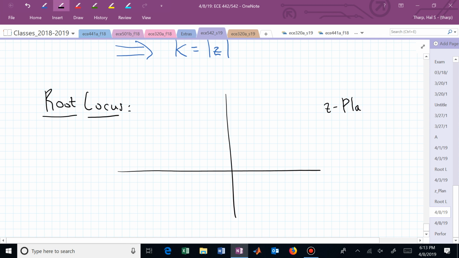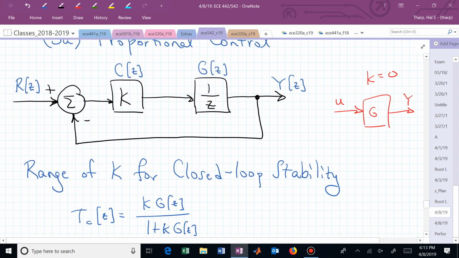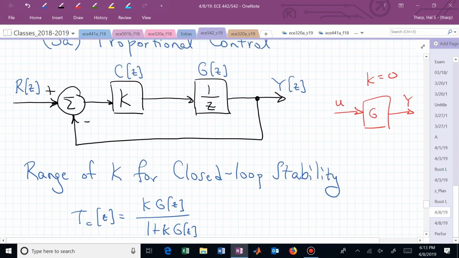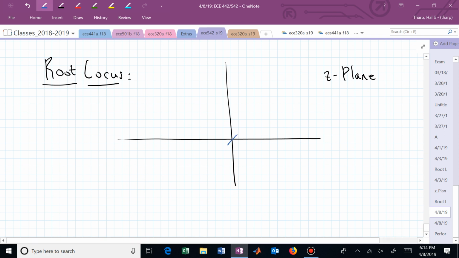If I wanted to sketch the root locus associated with this problem, what do I put on the z-plane first? Pardon? A pole at the origin. I don't even have any finite zeros, do I? I just have one pole and it's at the origin. I can now plot or sketch that. And what's the root locus look like?